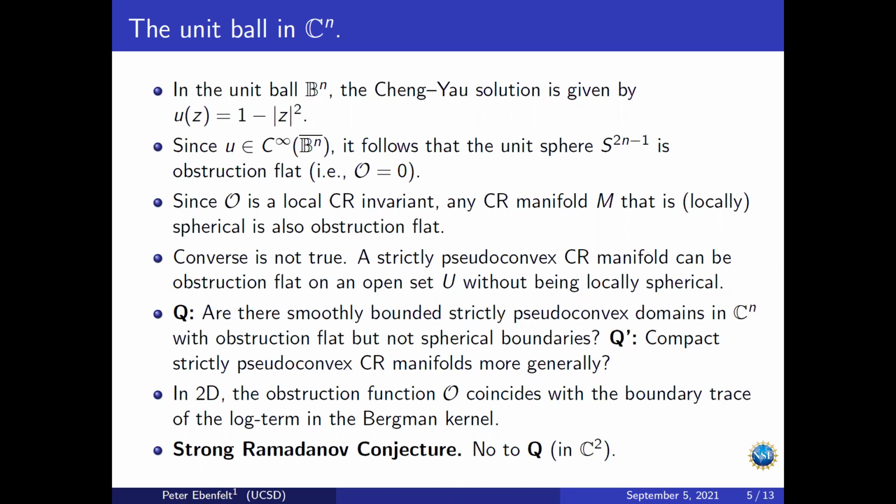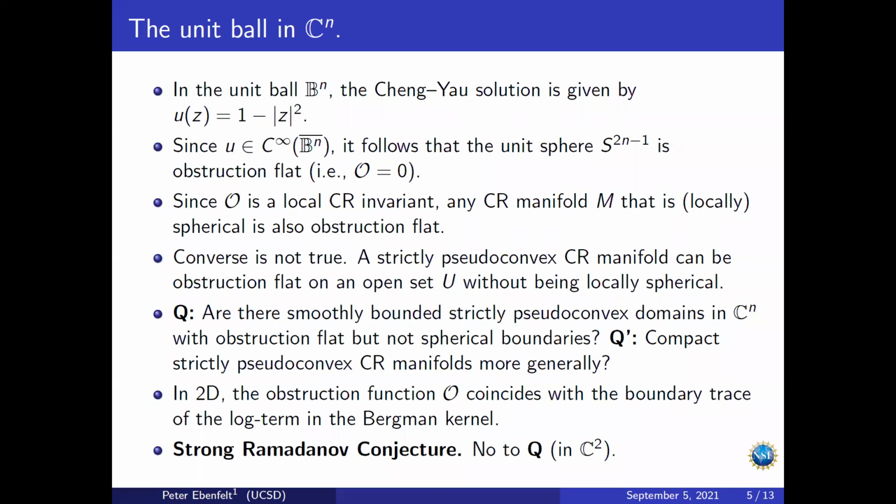And I should say the Ramadanov conjecture itself is open in higher dimensions. I should also maybe at this point take just a moment to go off in a tangent compared to the main results of this talk. Namely, if you look at Q prime there, it asks for compact strictly pseudoconvex CR manifolds more generally. And it turns out the answer there is yes, in higher dimensions.